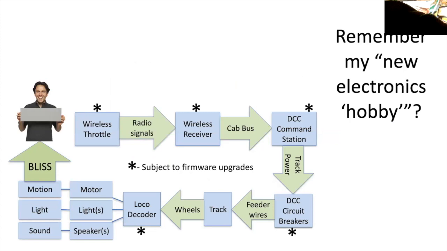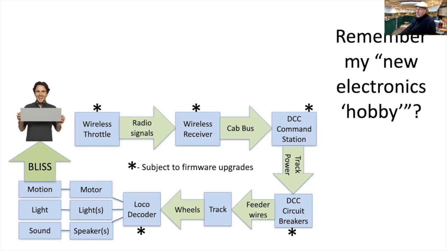If you've seen some of my previous clinics, you might remember this drawing where I complained loudly about how many of the devices in my control system for my layout were subject to firmware upgrades, and that this essentially made me an electronics technician rather than a model railroad hobbyist. You can see from the diagram that I envisioned the system as providing my operators with bliss through wireless throttles connecting to wireless receivers, connecting to the DCC command station, working through circuit breakers to the track, the wheels picking up the current and sending it to the locomotive decoder, creating motion, light, and sound.